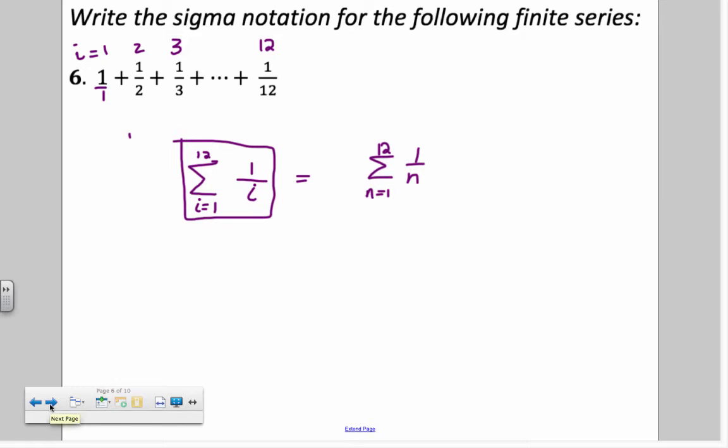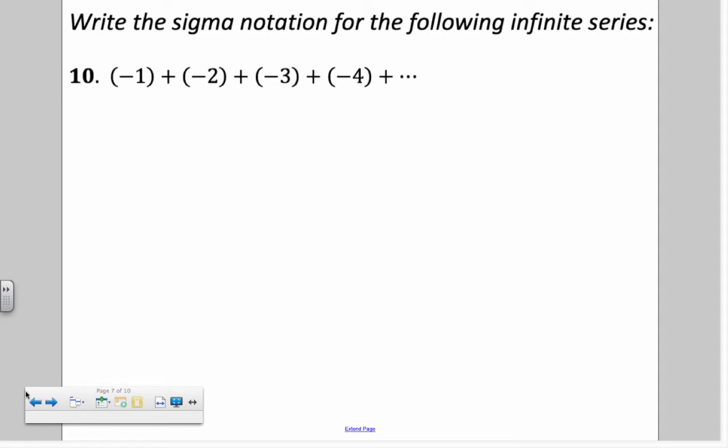Now let's try one for an infinite series. Same idea. We have to figure out what our place values are. So if we use n this time, we're going to go 1, 2, 3, 4, and see if we can find a relationship between the place value and the actual value of that term. So the first term is -1, the second term is -2, the third term is -3. So to me it looks like here we're just making it the opposite of the term place value.